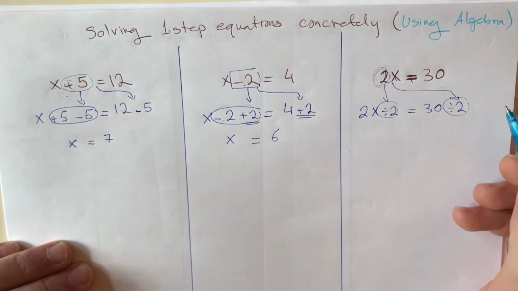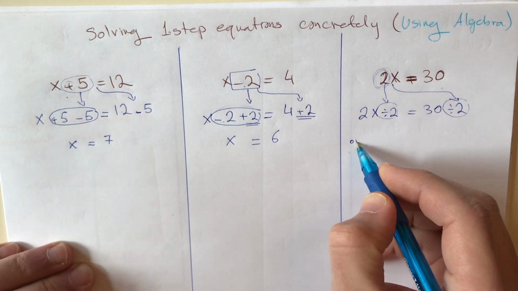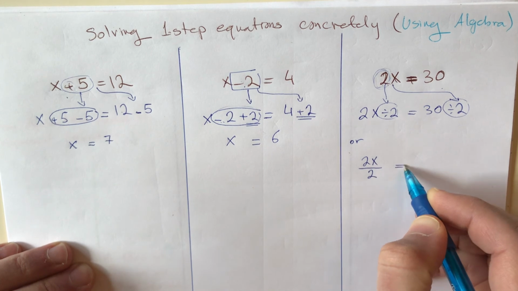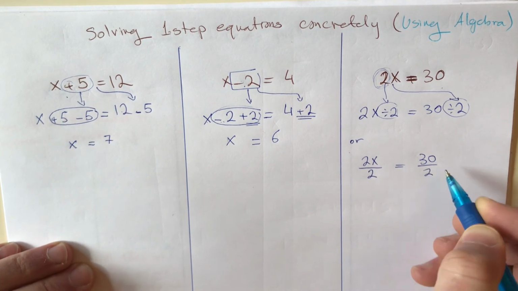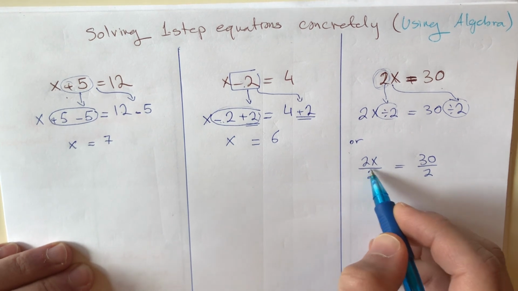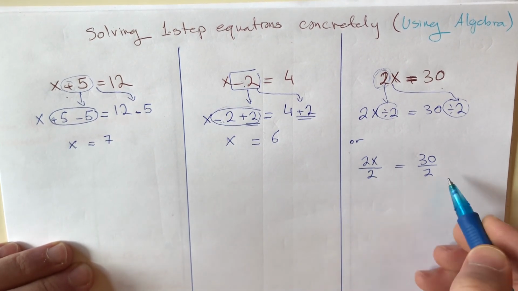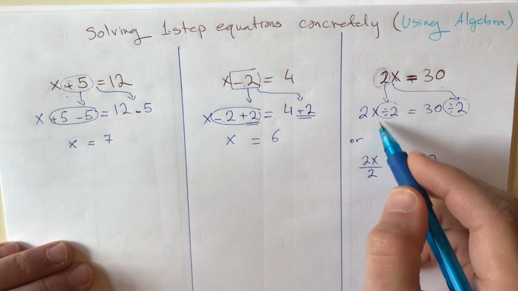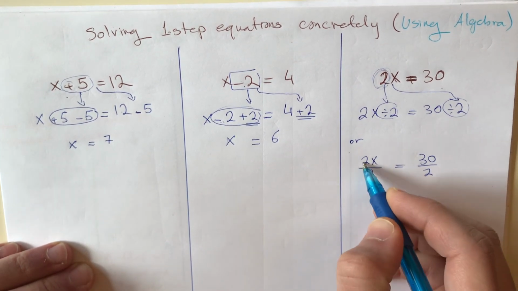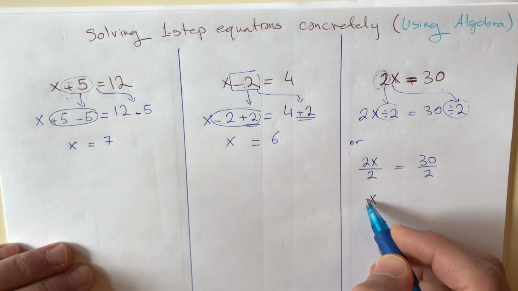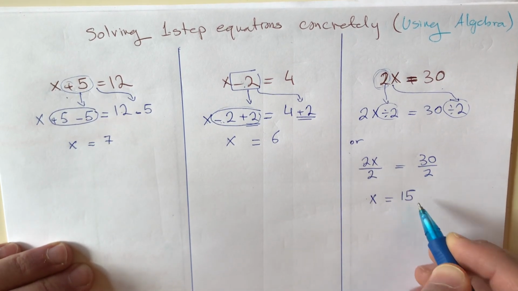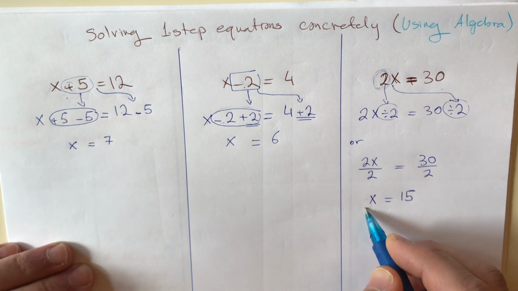Another way of writing it, or you can say 2x divided by 2 equals 30 divided by 2. I prefer this method here. It's easier. Remember, this looks like a fraction. A fraction is the same as division. So regardless which one you want to use, you end up with x on the left side. 2 divided by 2 is 1, or 1x. And on the right side, 30 divided by 2 is 15. So x would be 15 in this case.